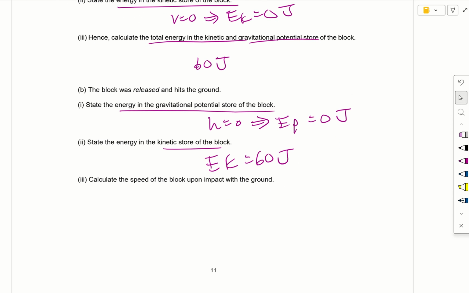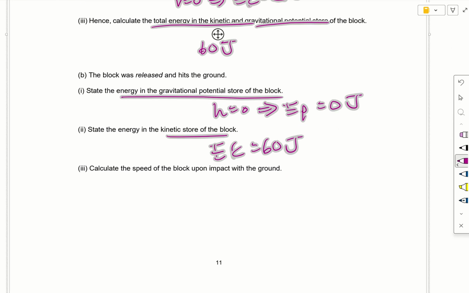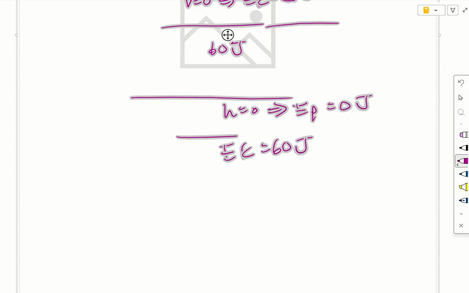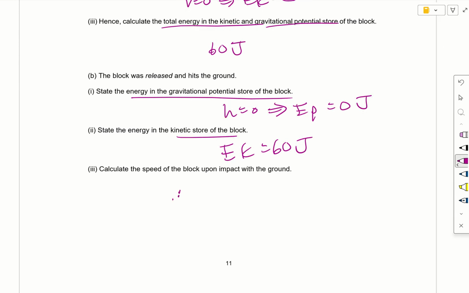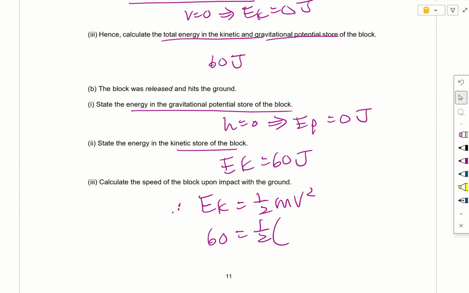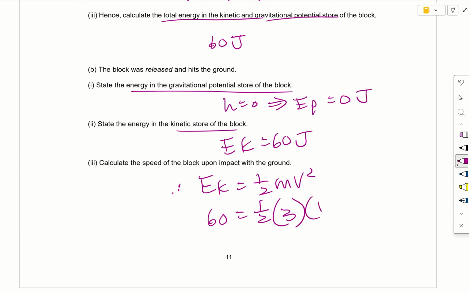Hence, calculate the speed upon impact. So we can use EK equals half mv squared. So EK is 60 equals half times the mass, 3, times v squared. So therefore, v will be equal to 6.32 meters per second. Okay.